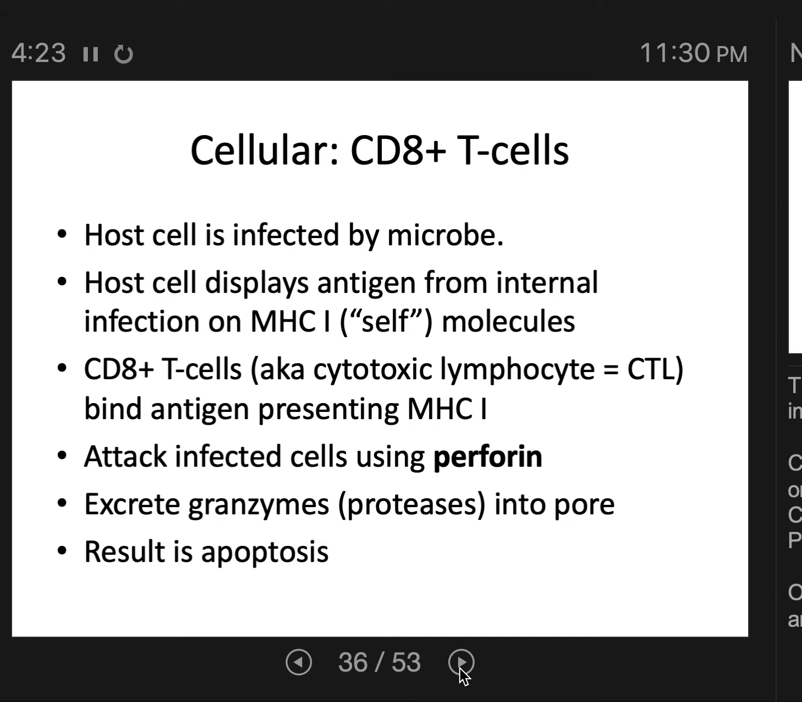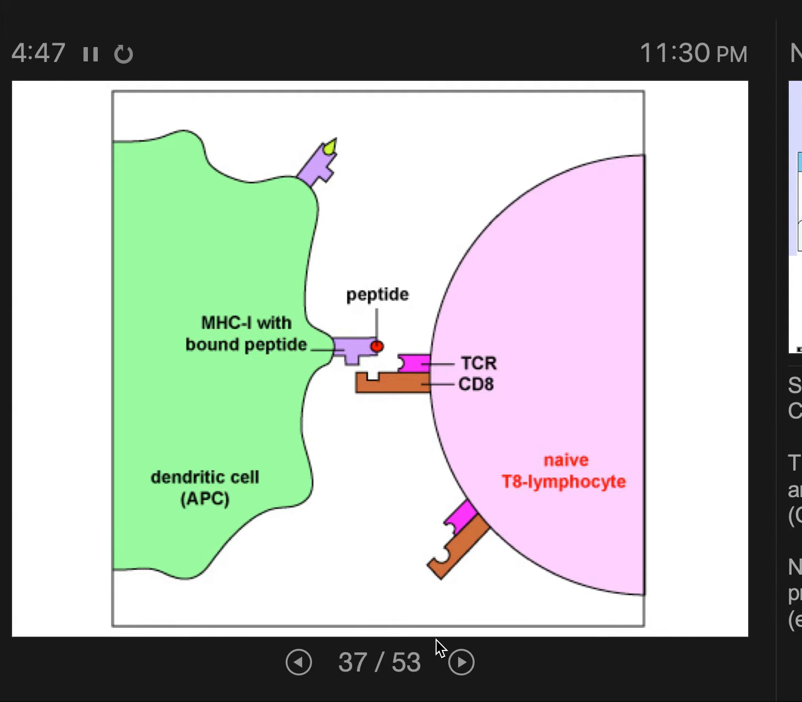Once the host cell is destroyed, those proteases might destroy the pathogen by themselves, but if they don't, that host cell is now destroyed, and everything that's inside of it is going to spill out into your lymphatic system, your bloodstream, your body fluids, and then your humoral immune system and B cells can come take care of it. So here's a diagram of this happening. Here you have the CD8 plus T cell.